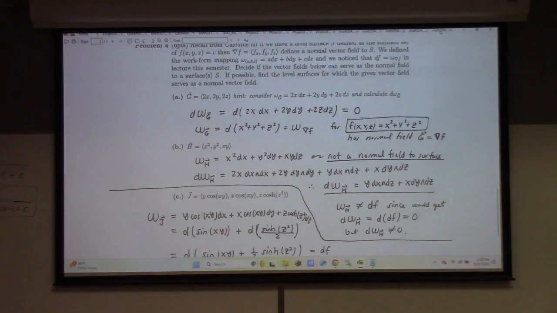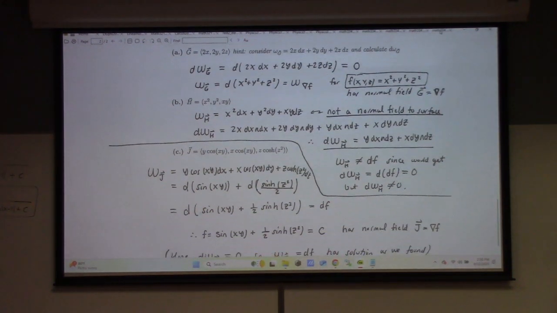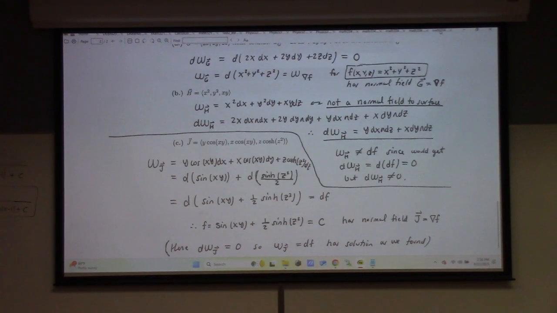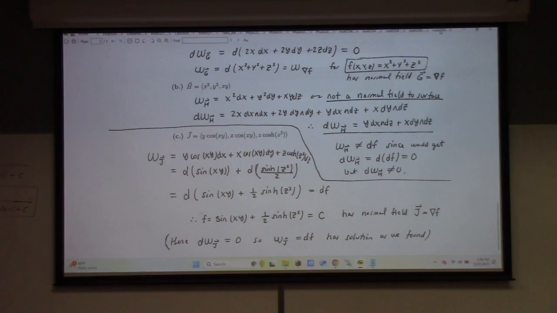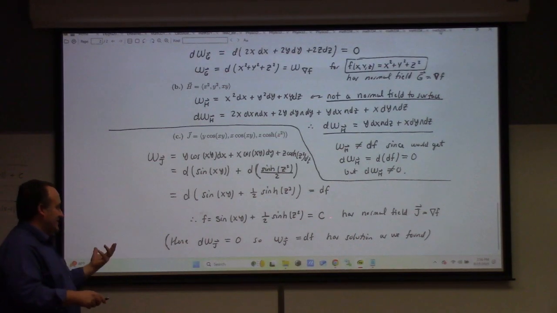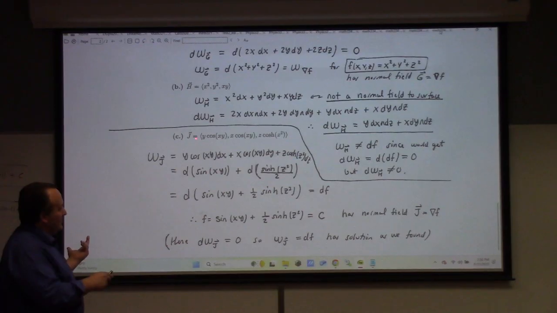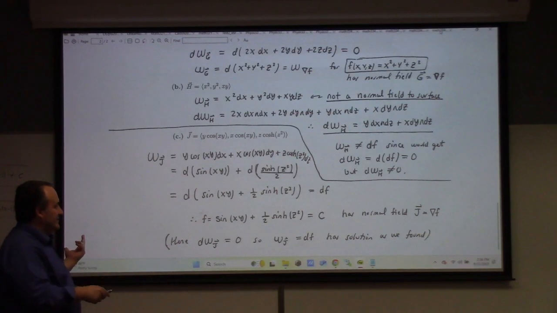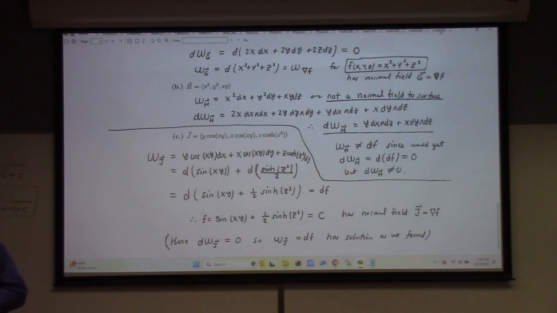Is all I'm saying. On the other hand, c is the gradient of some function. It's the gradient of sine of xy plus 1/2 sinh of z squared, equal to a constant. Oh, look, I got the constant down here. Yay. Any constant, this gives you, I don't even begin to know how to visualize it, but I can tell you that that's the normal vector field to it. Yay. So anyway.